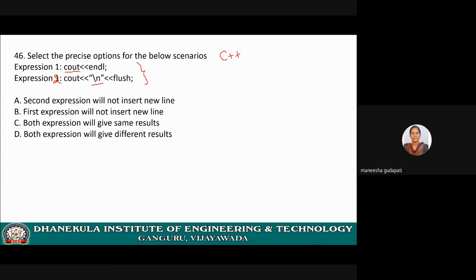So then what do you mean by endl? So endl in C++, what does it mean? Means end with a new line. So endl means end with a new line, and backslash n means it will give a new line feed. So now you know what is endl and what is backslash n. Now look at these options and tell me which option is apt.